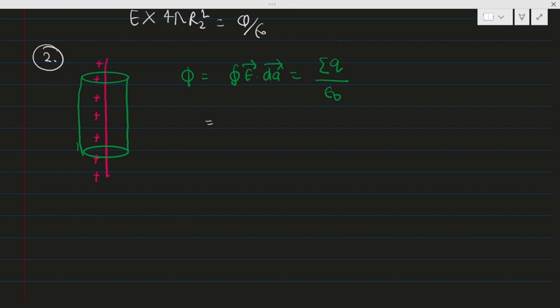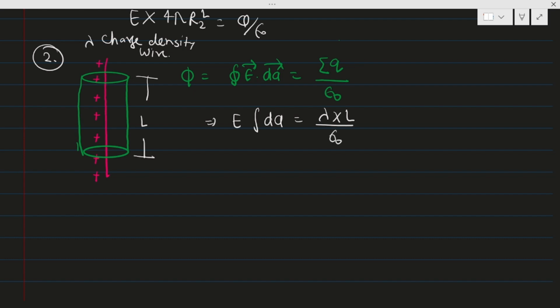The electric field is the same at every distance from this wire. So this is E outside, dA, and this is charge Q, with lambda as the linear charge density of the wire. This length is capital L, I assume. So the net charge inside this cylinder is lambda into L, divided by epsilon naught.